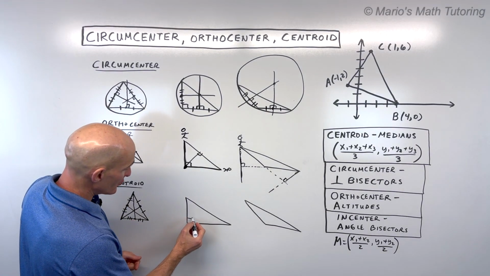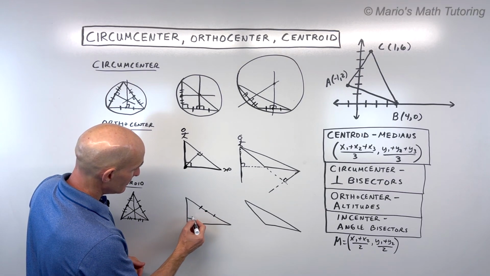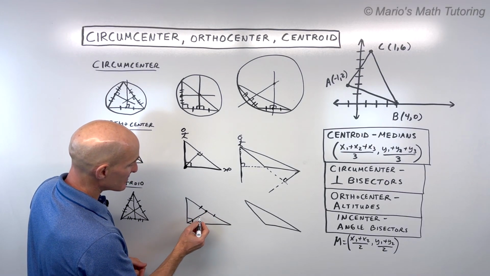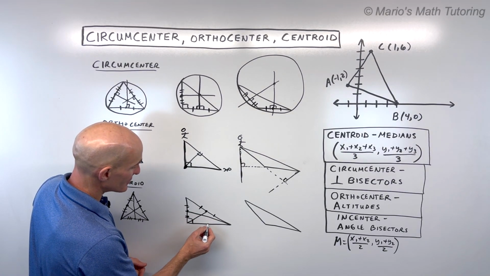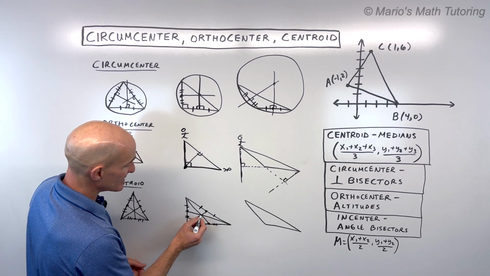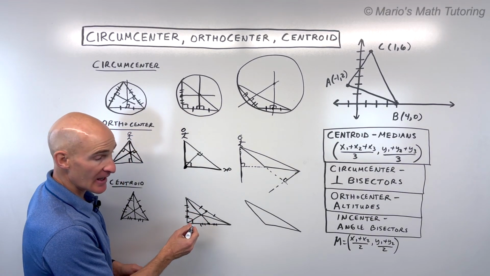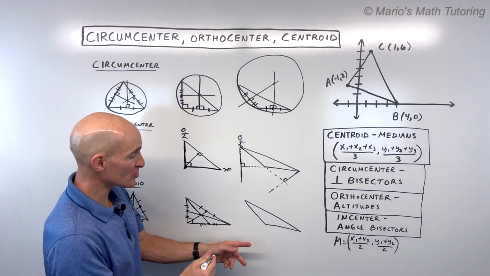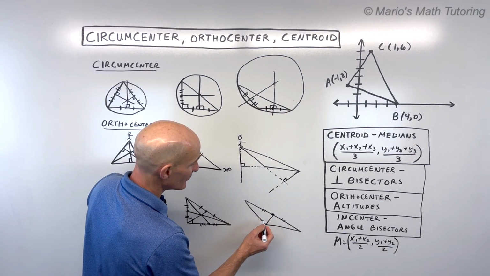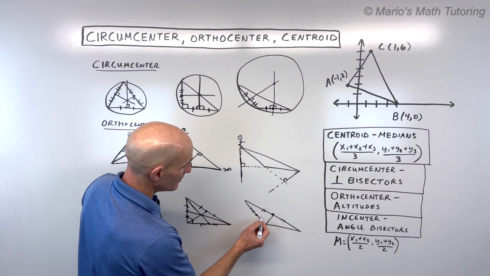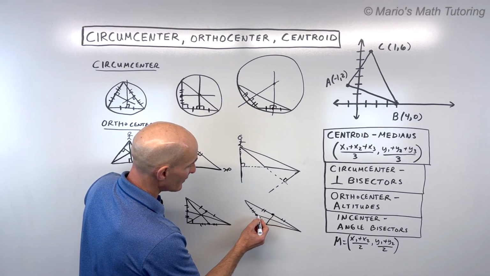Now, let's just go ahead and do it over here. So here's the midpoint from the vertex to the middle of the opposite side. Here's the midpoint from the vertex to the middle of the opposite side. Here's the midpoint from the vertex to the middle of the opposite side. See how they all cross, again, inside the triangle. Obtuse triangle, same thing. Midpoint, vertex to the middle of the opposite side. Midpoint from the vertex to the middle of the opposite side.